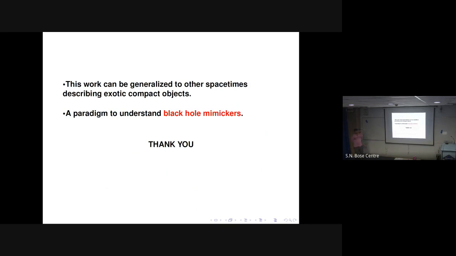What can we say about black hole mimickers? Black hole mimickers are certain kinds of exotic objects which generally mimic the signals of black holes found in astrophysical observations. So you have seen those gravitational wave signals, right? When two black holes merge, or when two exotic compact objects merge, you can find out the quasi-normal mode spectra or the echo spectra.